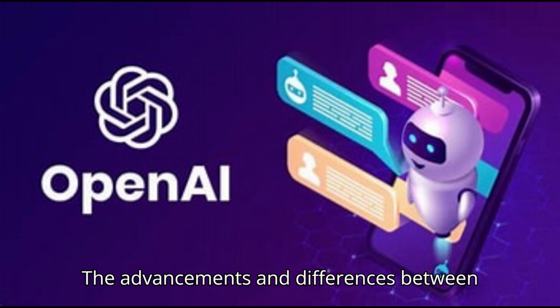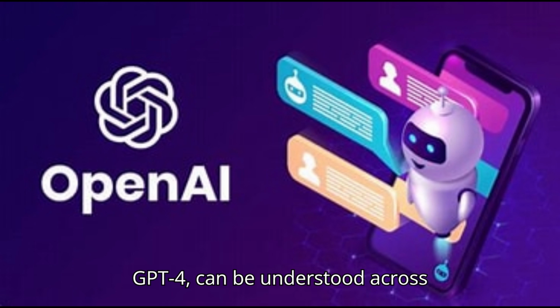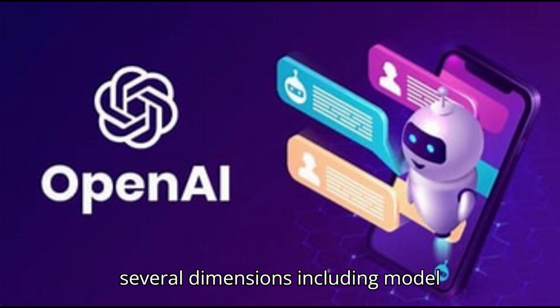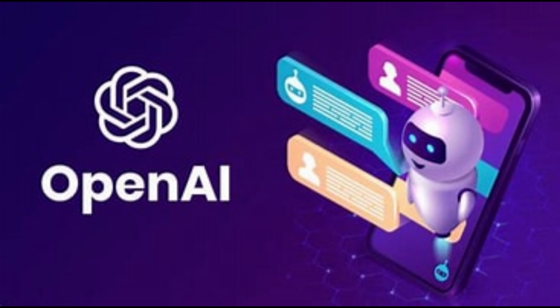The advancements and differences between ChatGPT and its newer versions, such as GPT-4, can be understood across several dimensions including model architecture, training data, performance, and capabilities. Model architecture.